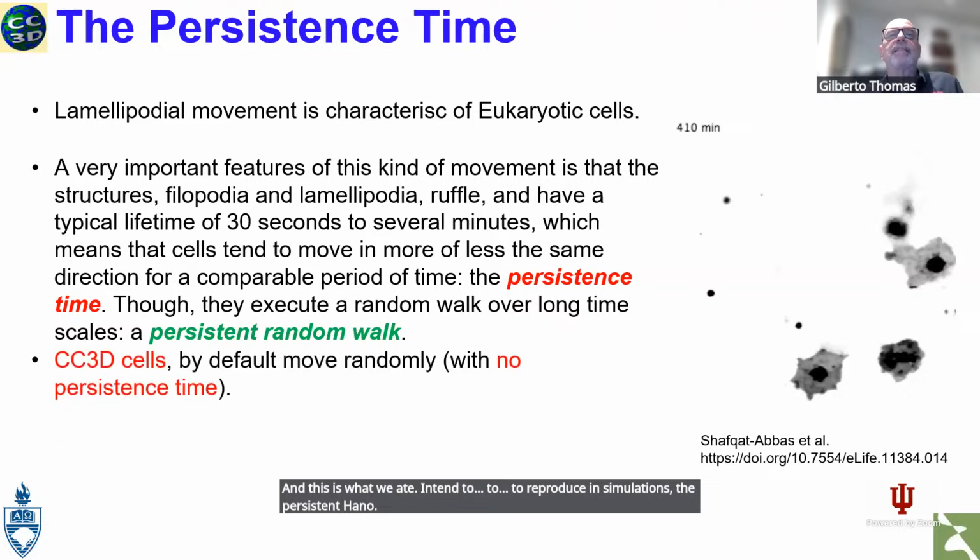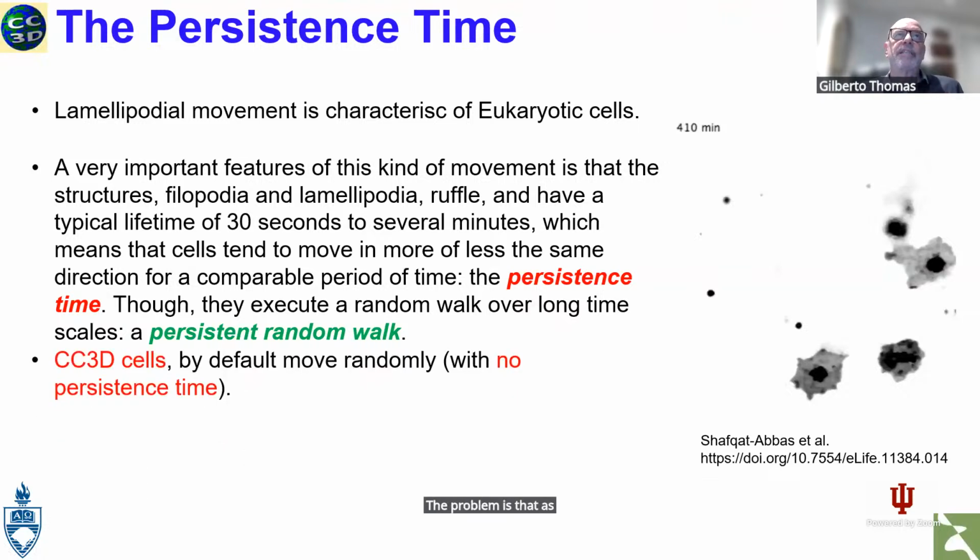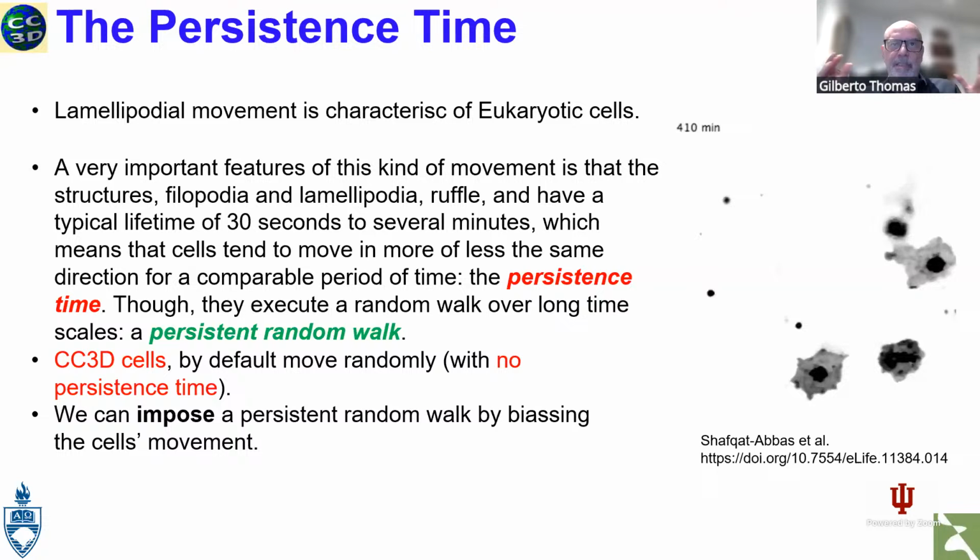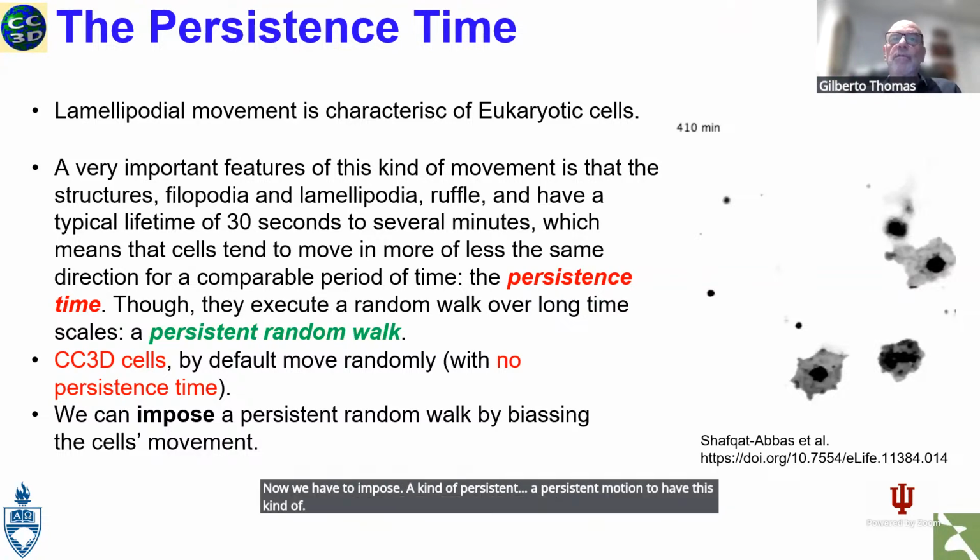And this is what we intend to reproduce in simulations, the persistent Brownian walk. The problem is that, as we could see in the first simulations, for example, the ones about the volume plugin, CC3D cells don't have persistent motion. They only move randomly around the position where they were created. Now we have to impose a kind of persistent motion to have this persistent Brownian walk.